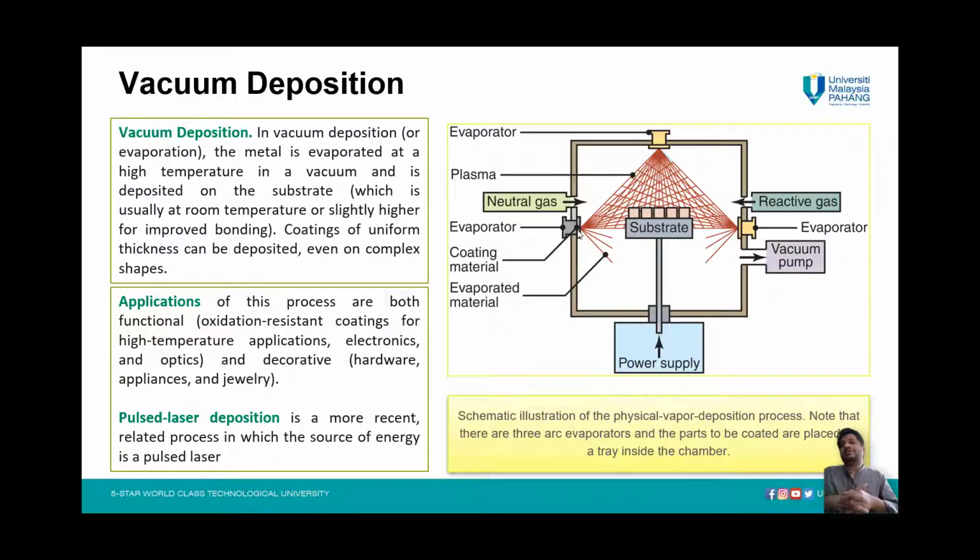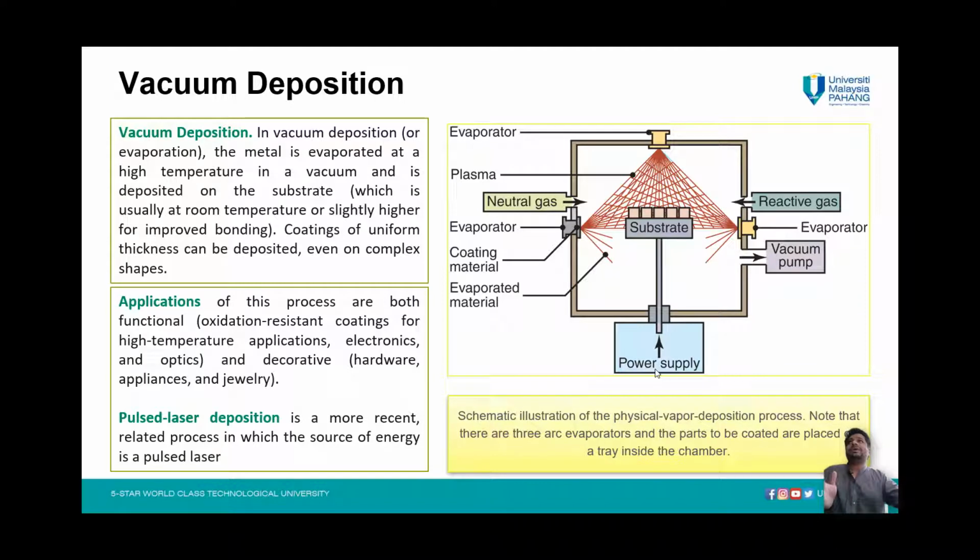Now the metal is evaporated at high temperature in a vacuum, and it is deposited on the substrate, and that substrate is kept slightly above room temperature. You can see that the substrate has a power supply, and that power supply gives some kind of heating element to it. So a coating of uniform thickness can be deposited even on complex shapes as well.